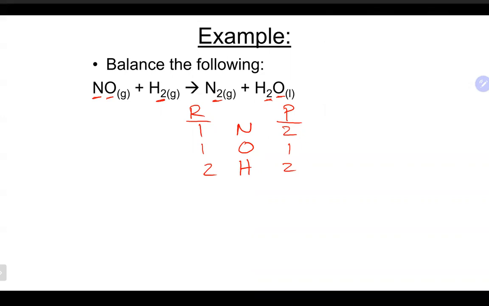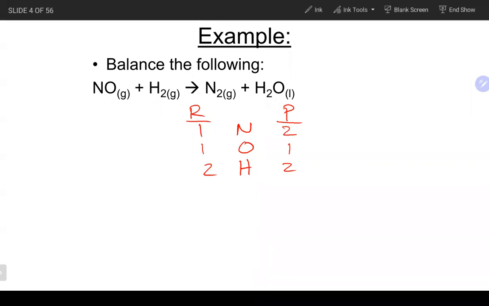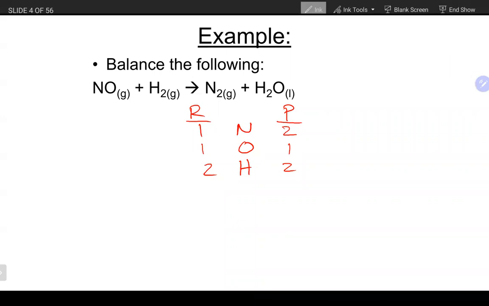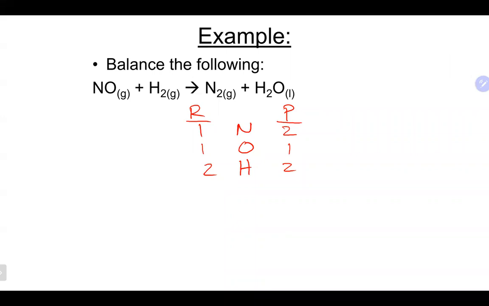Now at this point, I have a nice table which could kind of focus my energy. I could clearly see from my table the hydrogens look good. The oxygens look good, so clearly the good place to start would be, in this case, with the nitrogens, right? So I have one nitrogen on the left, I have two on the right. The goal here is to get to the same number.